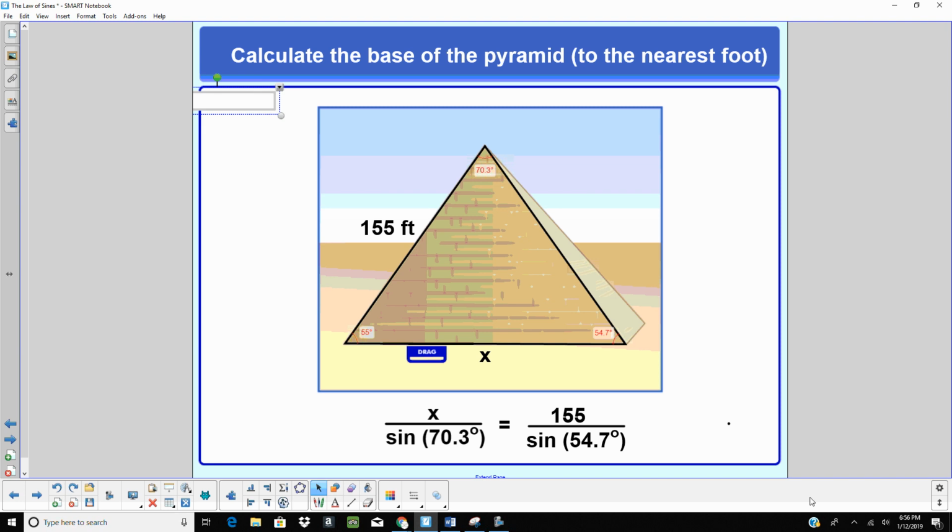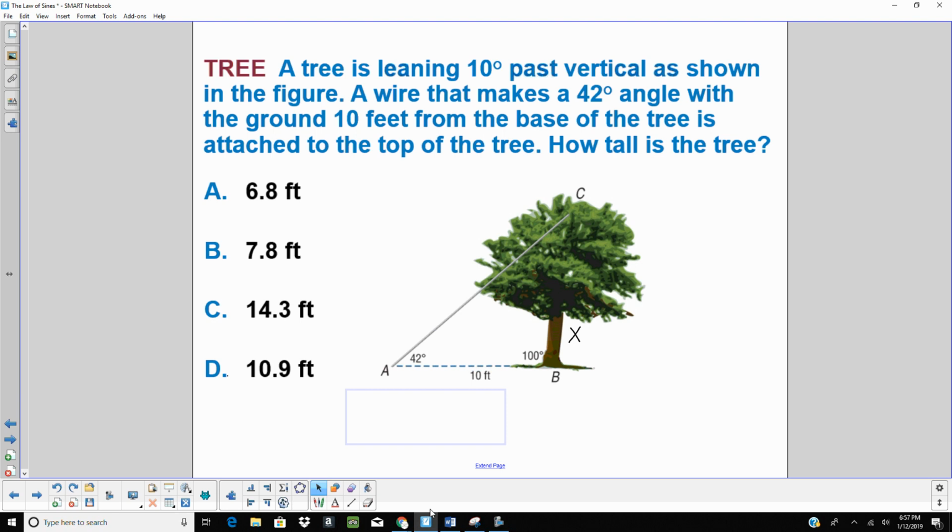When you do that, you're just going to assume now that you've hit pause again and you want to see the answer. Just take 155 divided by the sine of 54.7, and you should get like 189.9, and then multiply that by the sine of 70.3, and your final answer should be 178.8. You round that to the nearest foot and you get 179.